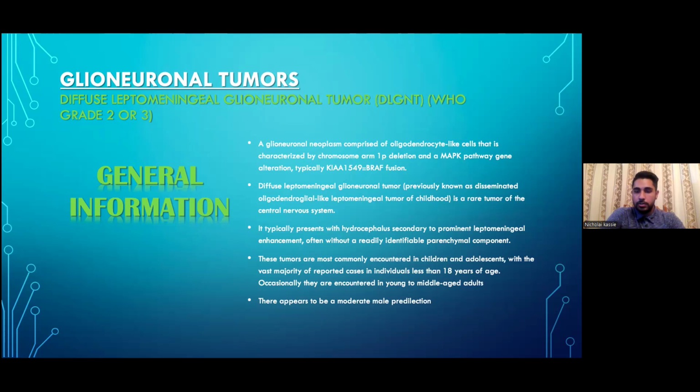Diffuse leptomeningeal glioneuronal tumors, previously known as the disseminated oligodendroglial-like leptomeningeal tumor of childhood, is a rare tumor of the central nervous system. It typically presents with hydrocephalus secondary to prominent leptomeningeal enhancement, often without a readily identifiable parenchymal component. These tumors are most commonly encountered in children and adolescents, with the vast majority of reported cases in individuals less than 18 years of age. Occasionally, they're encountered in young to middle-aged adults. There appears to be a moderate male predilection to these types of tumors.